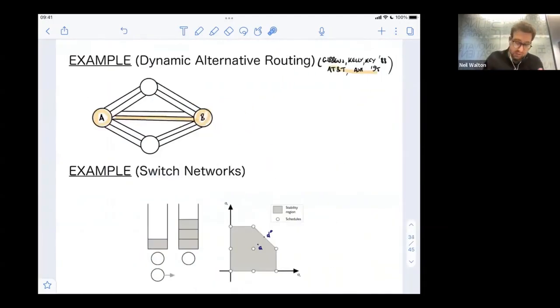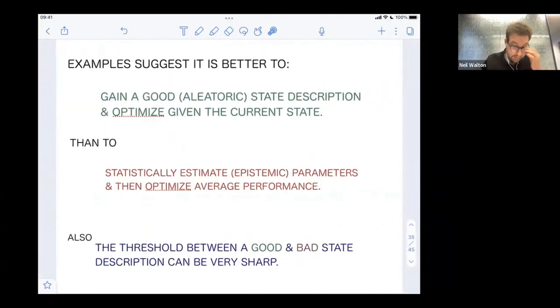But this goes further, it's true also in early telephony routing. And it's also true in switch networks. If you apply something that works on the current state information in terms of queue lengths, that's much better than estimating the average arrival rates and average service rates and trying to optimize those. Okay, so that's a bit of a discussion on information.